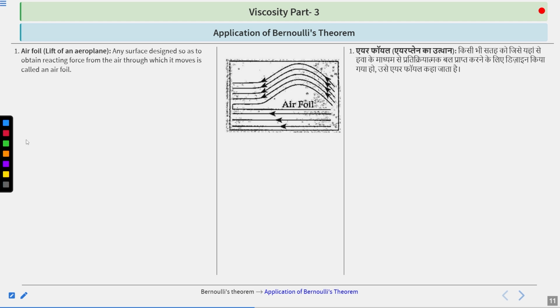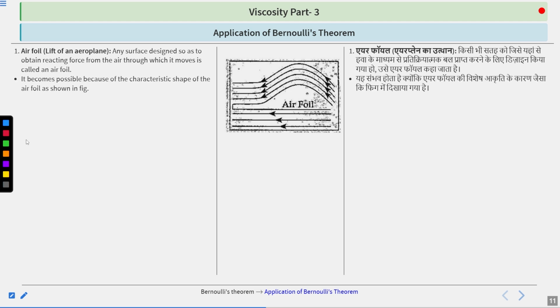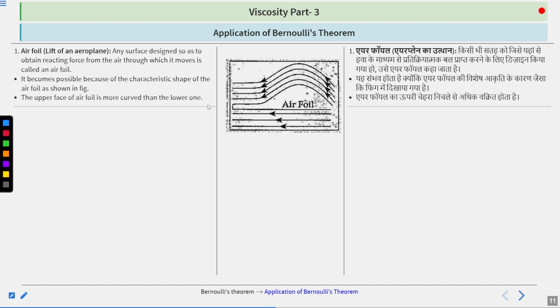Any surface designed so as to obtain a reacting force from the air through which it moves is called an airfoil. It becomes possible because of the characteristic shape of the airfoil shown in the figure. The upper face of the airfoil is more curved than the lower one. You will see this lower curve is lesser than the topmost curve. That is the same thing written here.